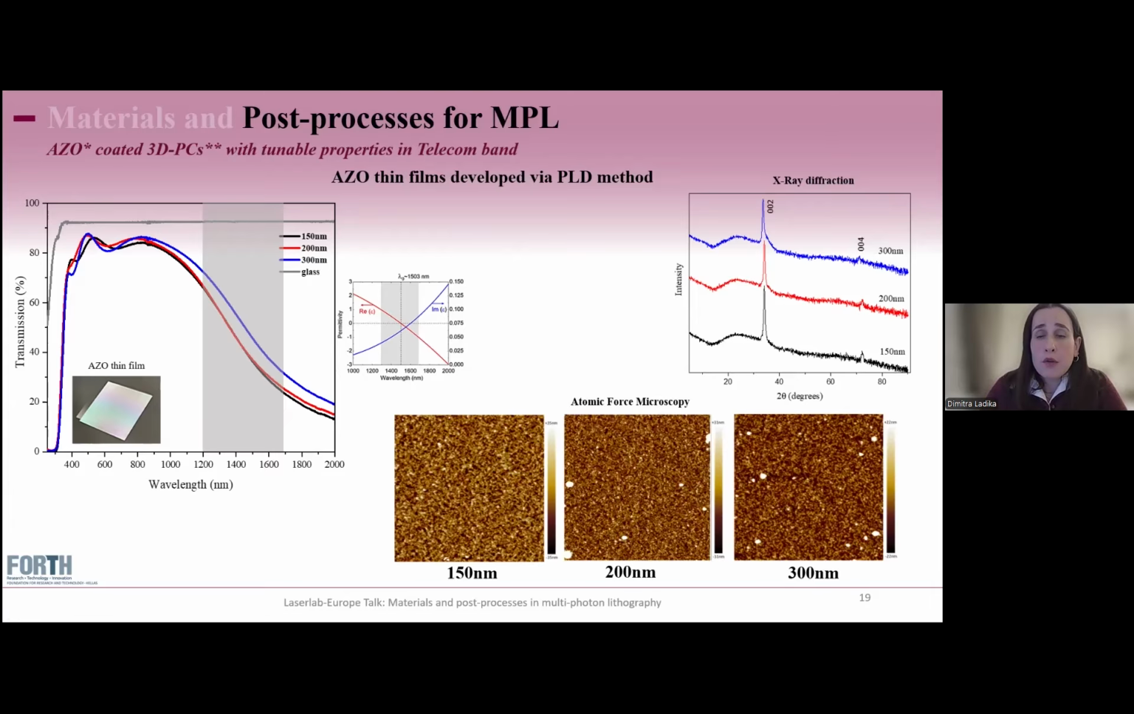And finally, we also conducted atomic force microscopy to be sure of the quality of the coating. And as you can see, the thinner one, the 150 nanometers, shows minimum to no grain formation, which means that in the thicker coatings, aggregates were forming on the surface. And for this reason, we chose for the next of our experiments to use only the lower thickness AZO coating.